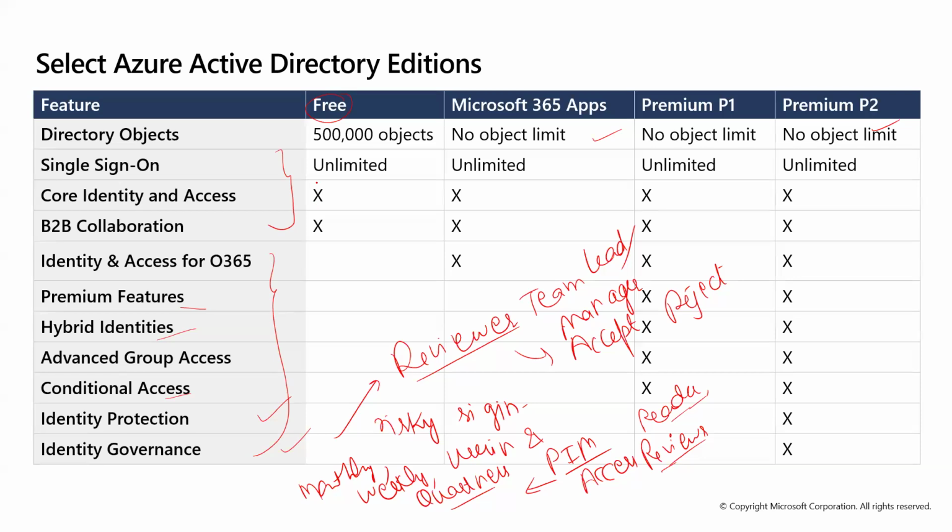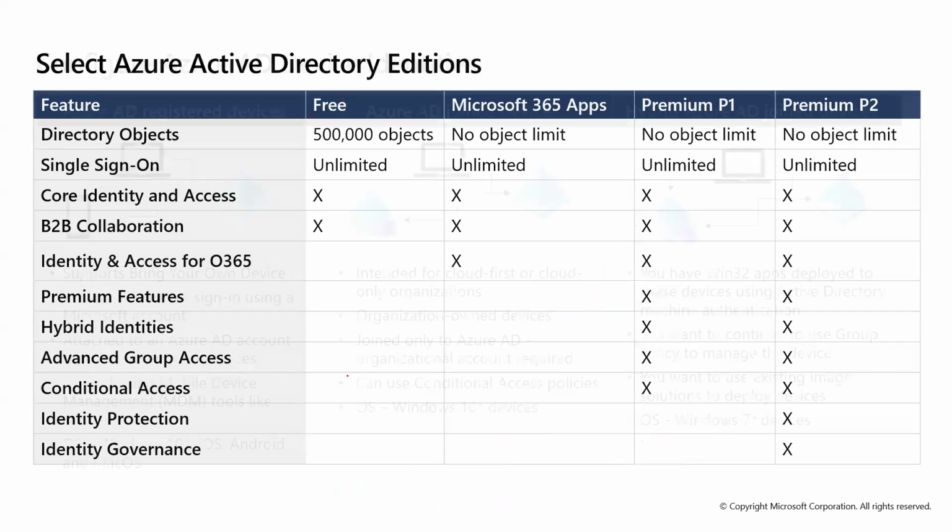This is not available in P1. Self-service password reset and conditional access, all those things you will get with only P1, and these other things you will get with the Premium P2 licenses only.